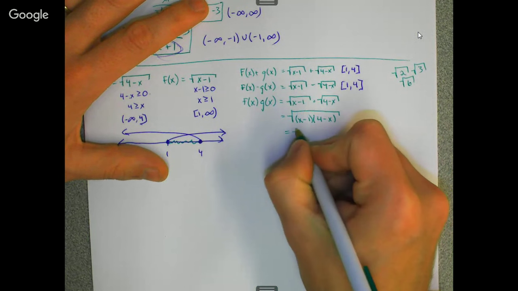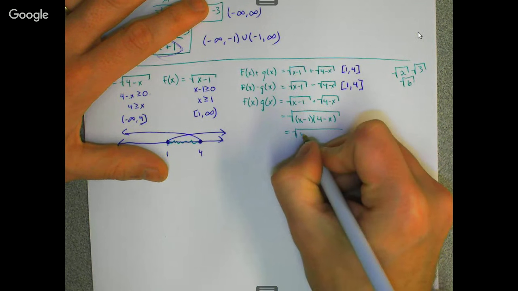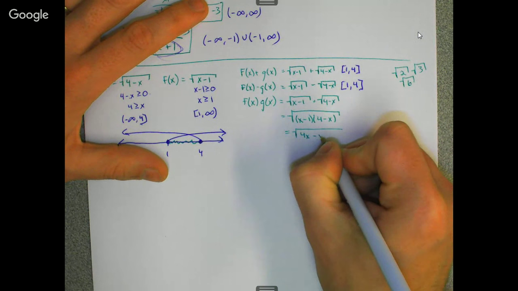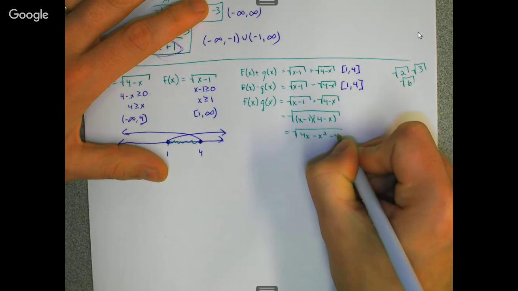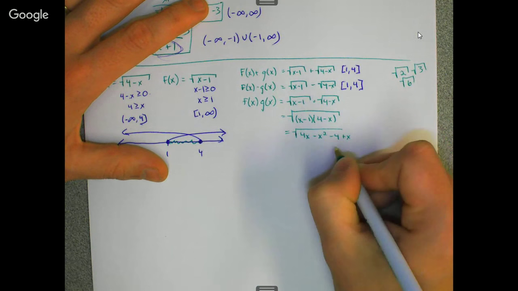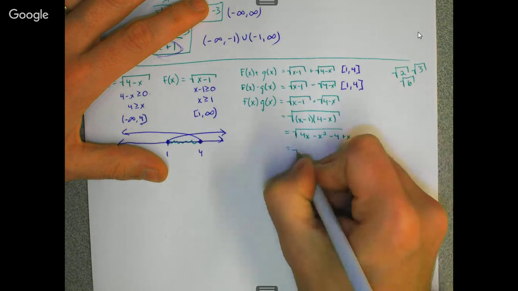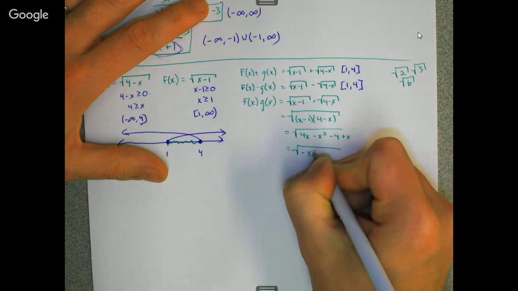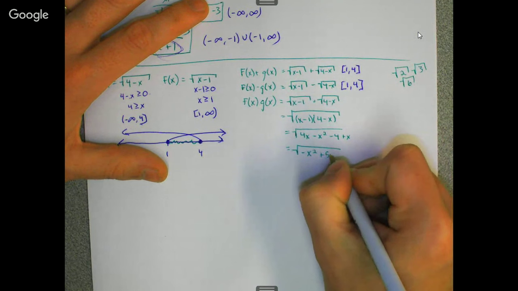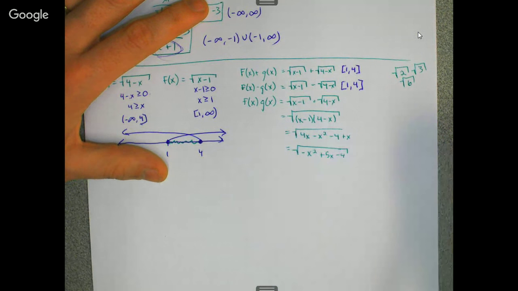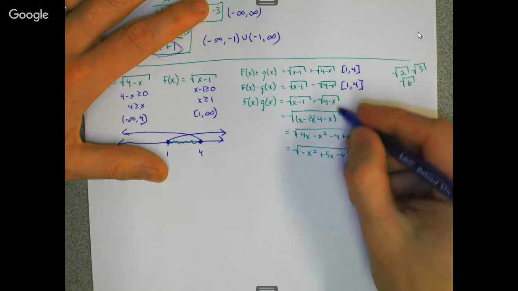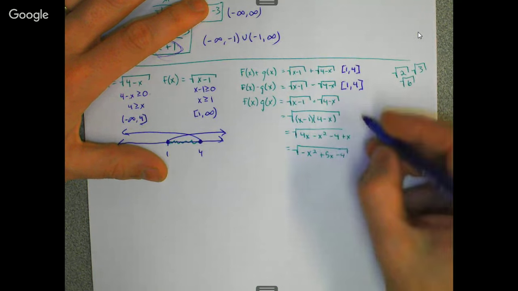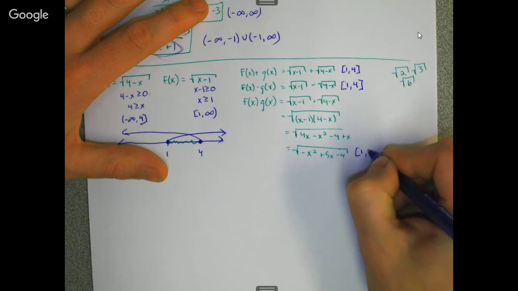So we get the square root of 4x minus x squared minus 4 plus x. So I get the square root of minus x squared plus 5x minus 4. And again, even though we did some more work in there, the domain is still 1 to 4.